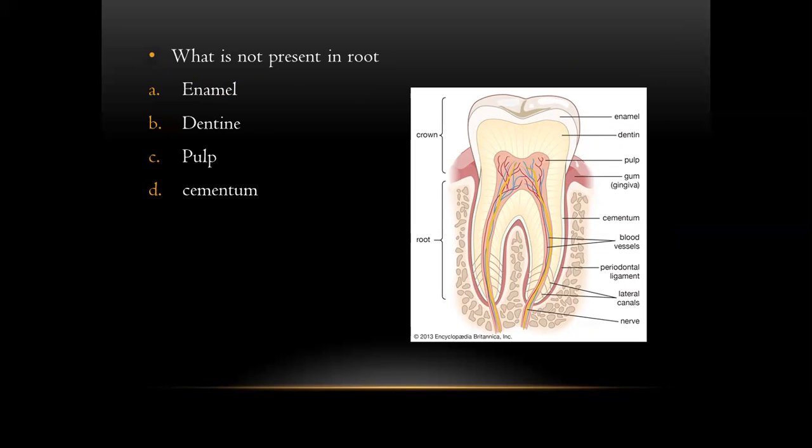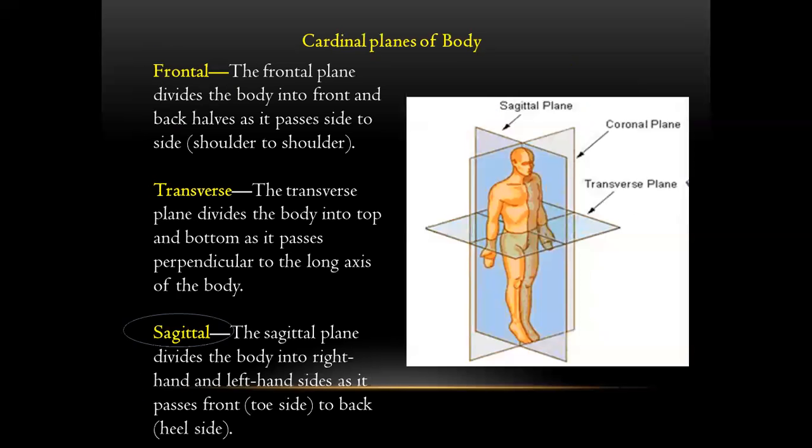Now moving to the next question. This question was a very basic question from oral anatomy. The question was something like, what is not present in the root of the tooth? The options were enamel, dentin, pulp and cementum. As we know, the crown contains enamel, dentin and pulp, and the root contains cementum, dentin and pulp chamber. Hence, option A is the correct option. So enamel is not present in the root.